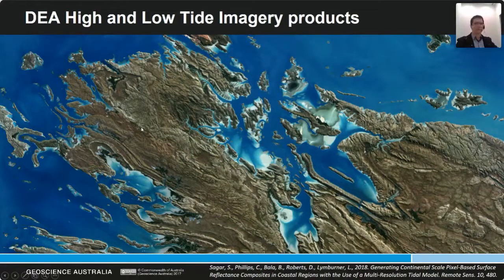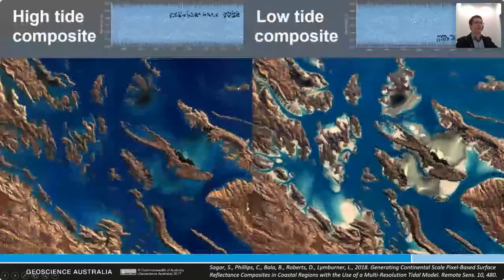So this is an example up in Talbot Bay in the Kimberley. You can see this image is beautifully clean. You wouldn't get anything as clean as that if you were looking at individual images. We filtered out the best pixels, and then we've also filtered the low tide. So we can zoom in a little just to compare what these look like.